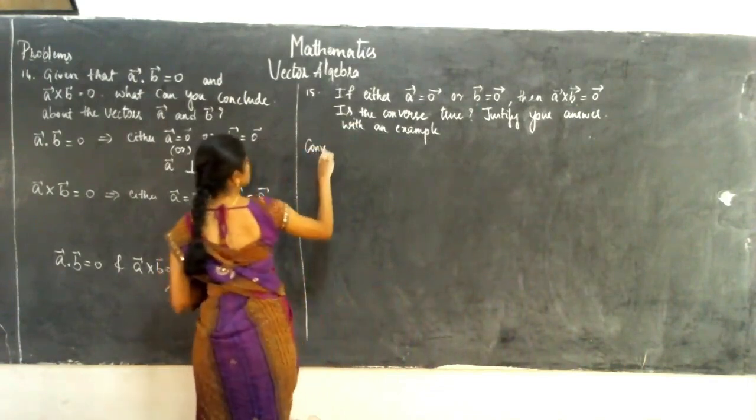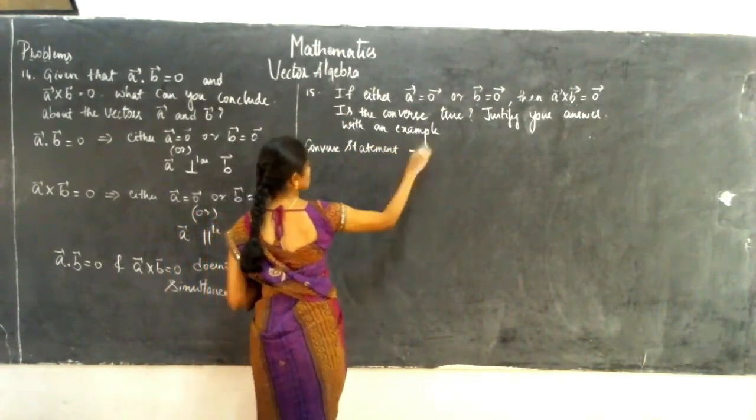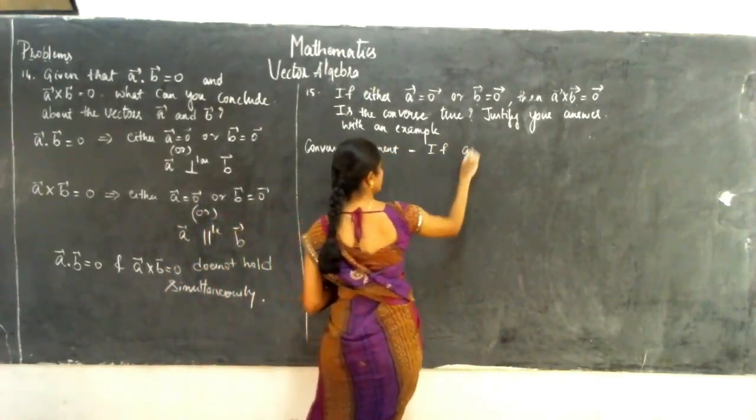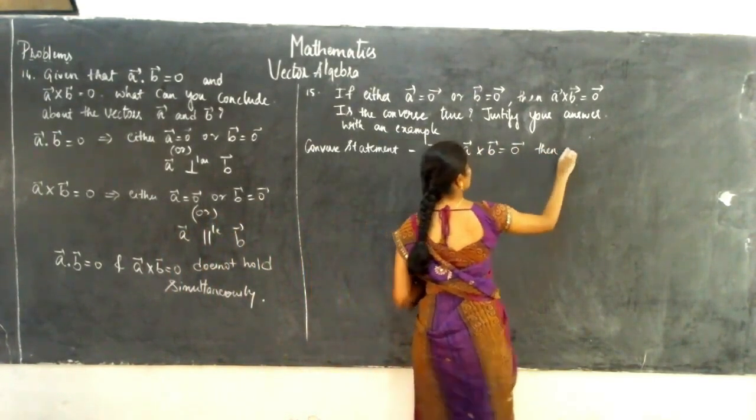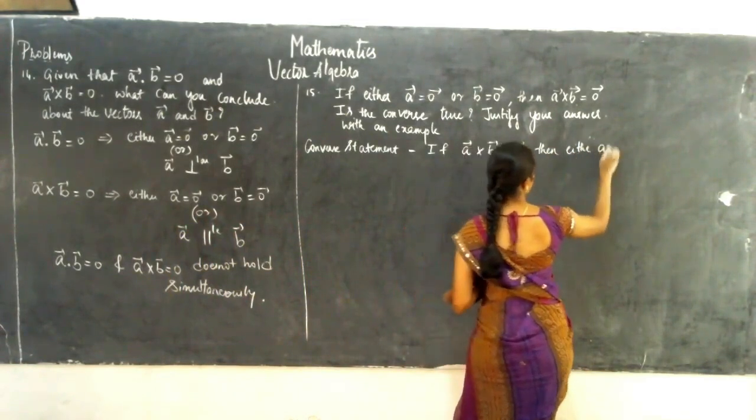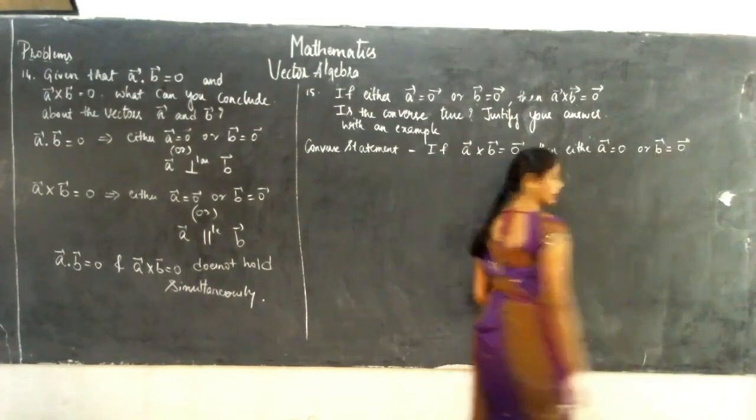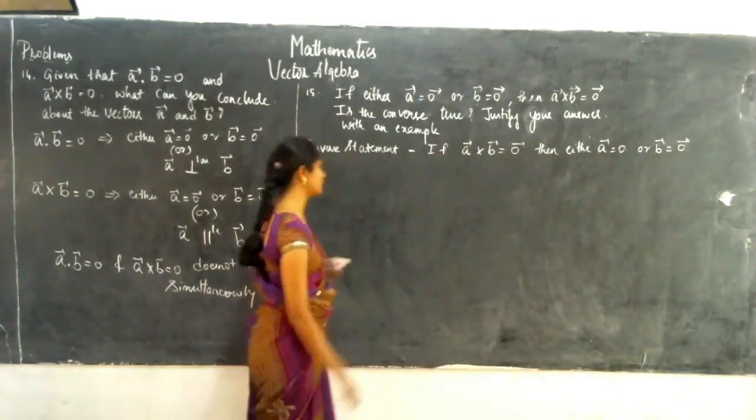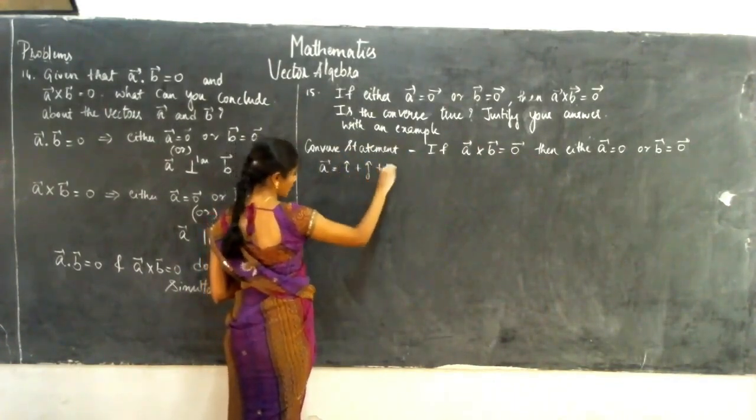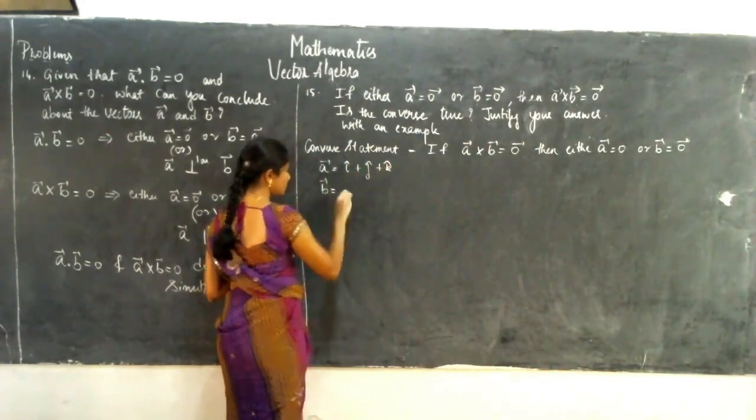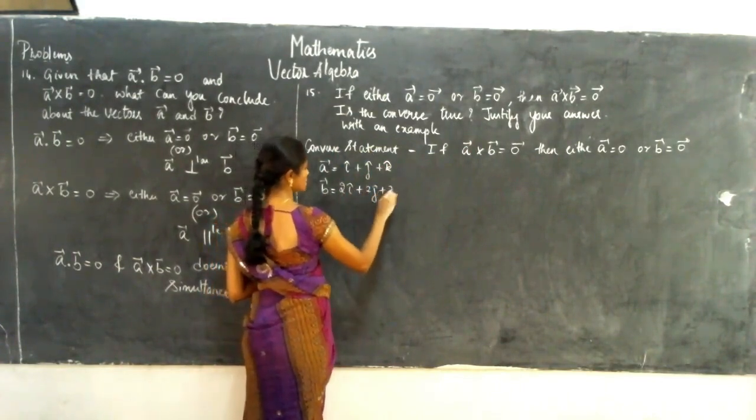So what is the converse statement? If vector A cross vector B is 0, then either vector A is a 0 vector or vector B is a 0 vector. Let us check by taking an example. Here I consider the vector A as i cap plus j cap plus k cap, and I consider another vector B, which is 2i cap plus 2j cap plus 2k cap.